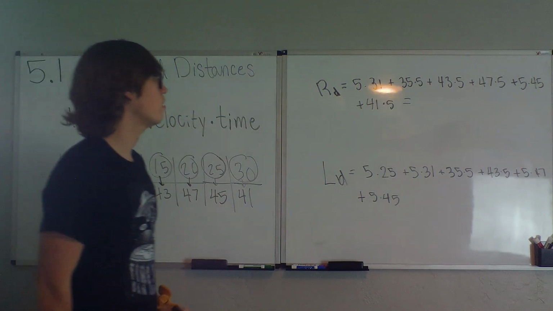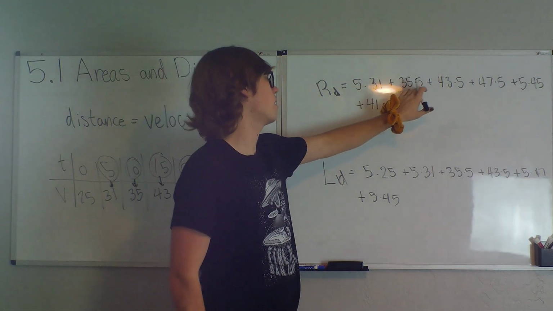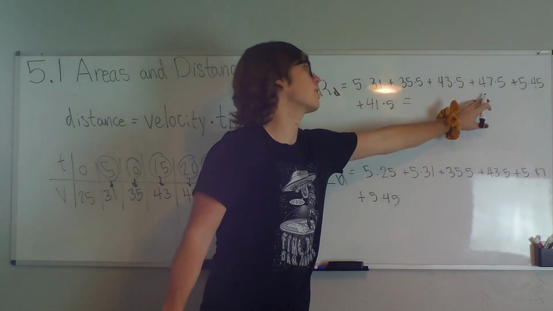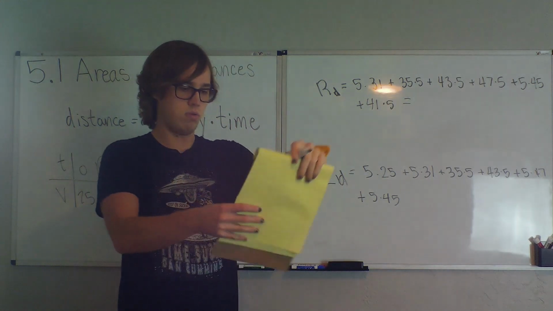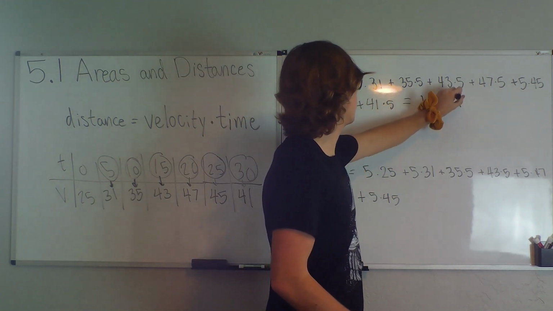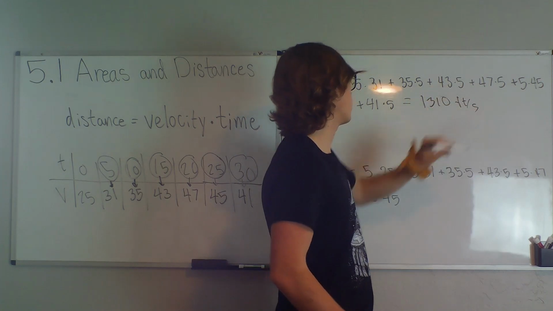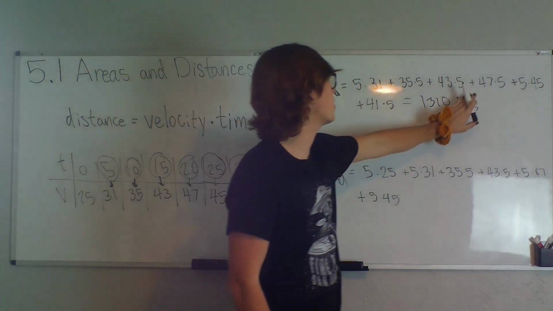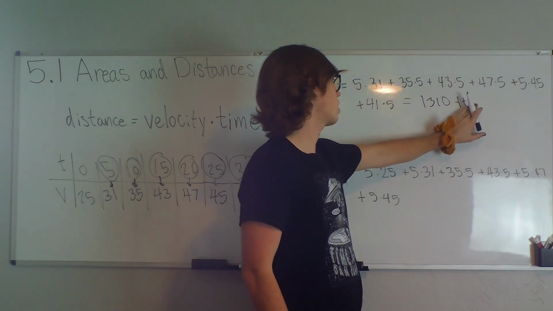This is for our right. So we get 5 times 31 plus 35 times 5 plus 43 times 5 plus and so on. What do we get? We get 1310 feet per second, right? No, not feet per second, just feet, because this is our distance traveled.